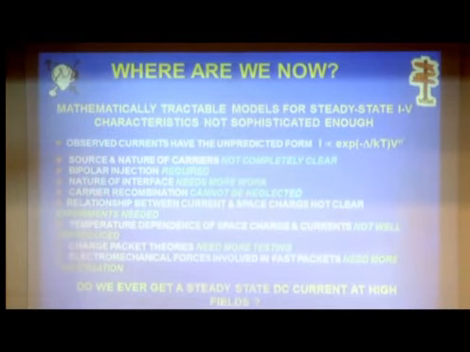Carrier recombination, we cannot neglect it. It's there, and it may be also doing some damage for us. Relationship between current and space charge, it's not clear. We need more experiments. And we can do it. We can measure the space charge simultaneously with the current. We can ask the question, is this model, which was produced for semiconductors in the 1950s, does it really apply? The temperature dependence, space charge and currents, they're not well reproduced.